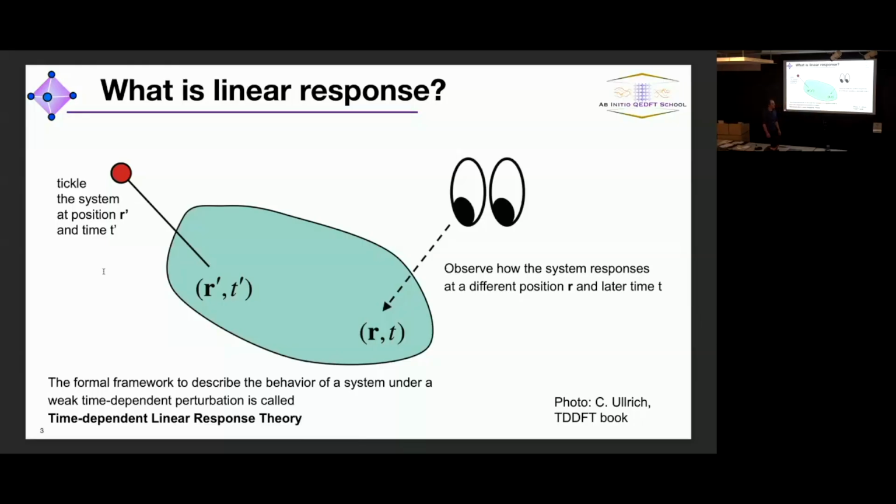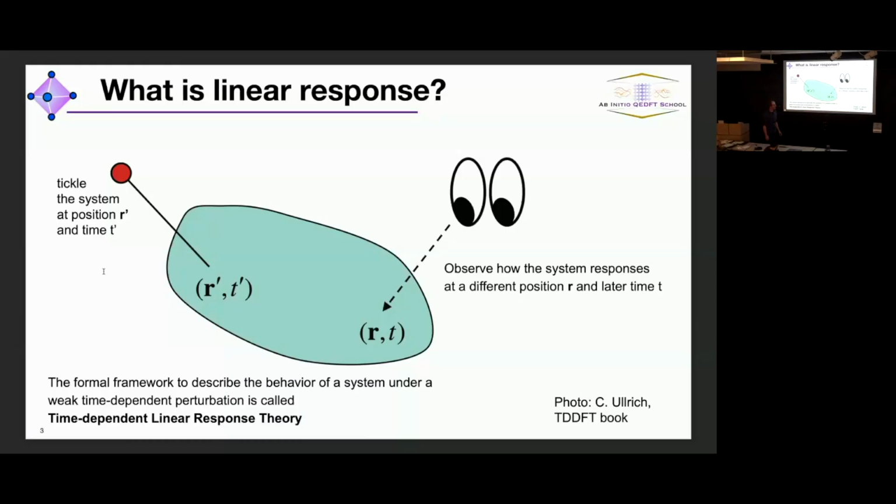So in this sense it can be non-local in space, but at the same time it can also be non-local in time. You can kick the system at time T prime, maybe that's 0 for simplicity, and then you ask for the response at a later time T. So there's non-locality already visible here.